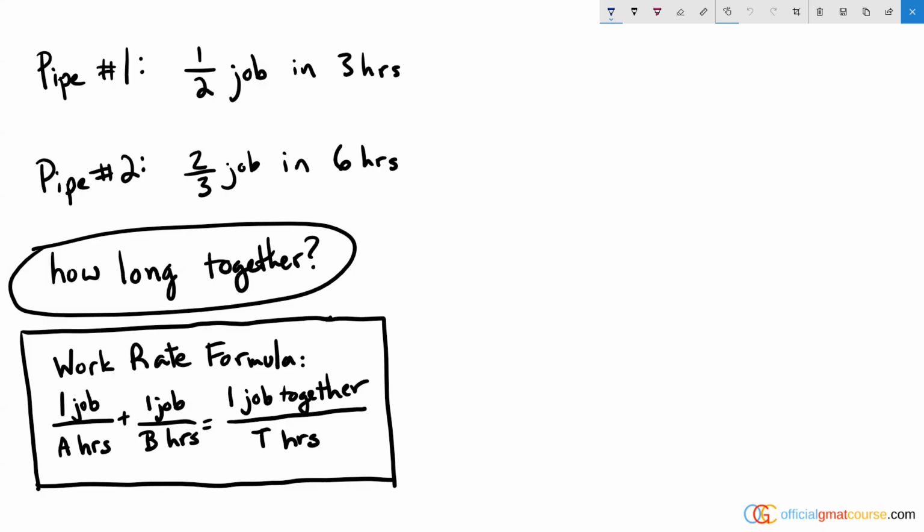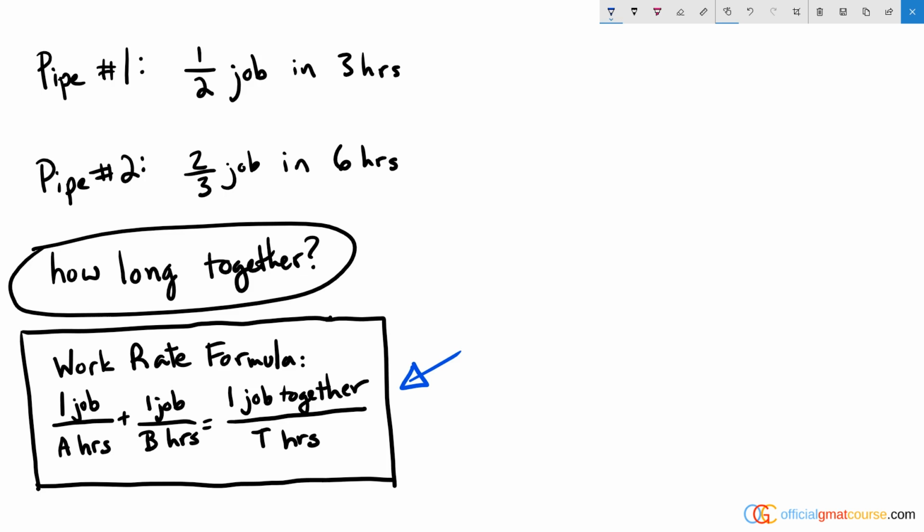So we have a work rate problem here. Typical setup, they're giving us pumps that are pumping water into an empty tank. And we're told that one of the pumps can do half of the job in 3 hours, and the other pump can do 2/3 of the job in 6 hours. So I'm just replacing the word capacity with job here. And I want to highlight the work rate formula, which I've drawn down here.